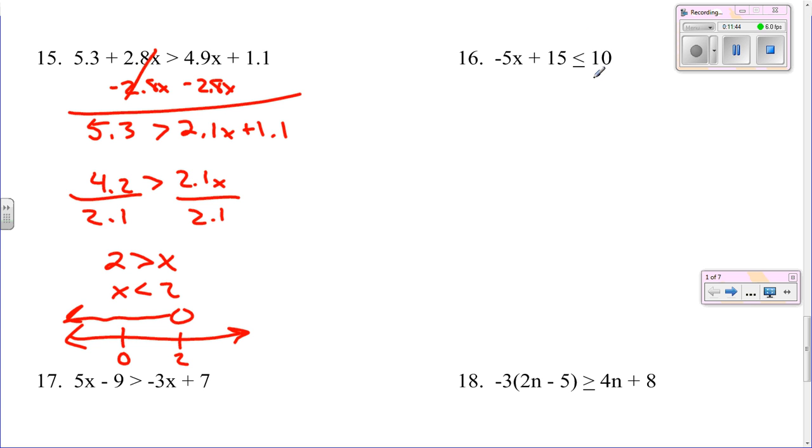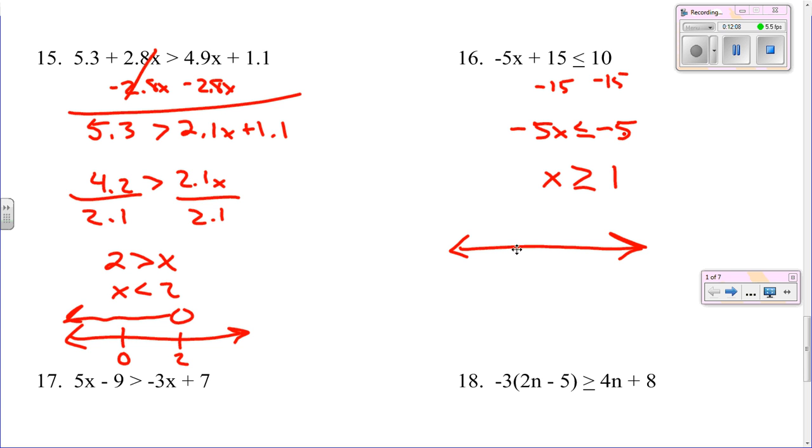Number 16, subtract the 15 over. Negative 5x less than or equal to negative 5. Divide by negative 5. Now you're dividing by a negative, means you flip the direction. Negative 5 divided by negative 5 is a positive 1. X is greater than or equal to 1. 0, 1, greater than or equal to. Shade in your circle and go to the right.